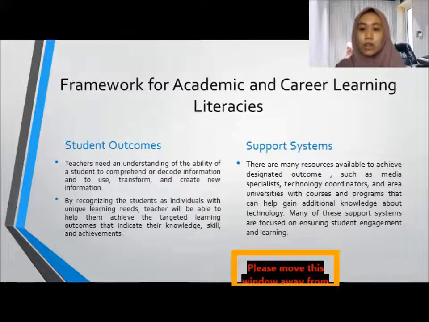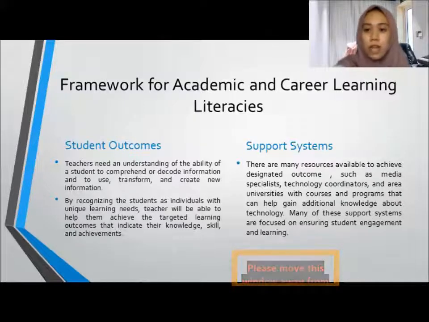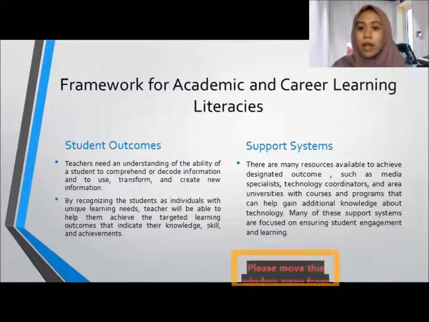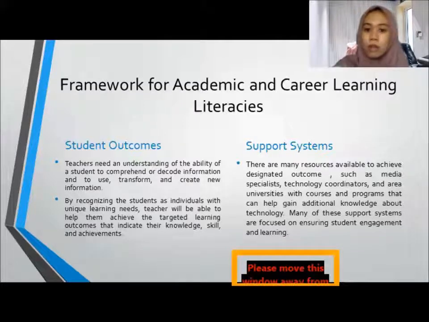And then there's also a support system. There are many resources available to achieve these targeted outcomes, such as media specialists, technology coordinators, and area universities with courses and programs that can help gain additional knowledge about technology. Many of these support systems are focused on ensuring student engagement and learning.